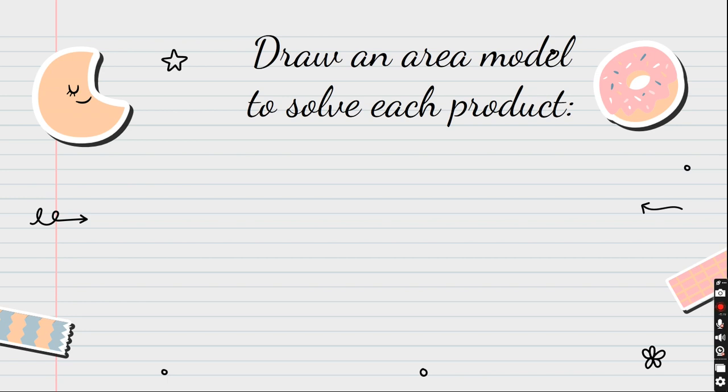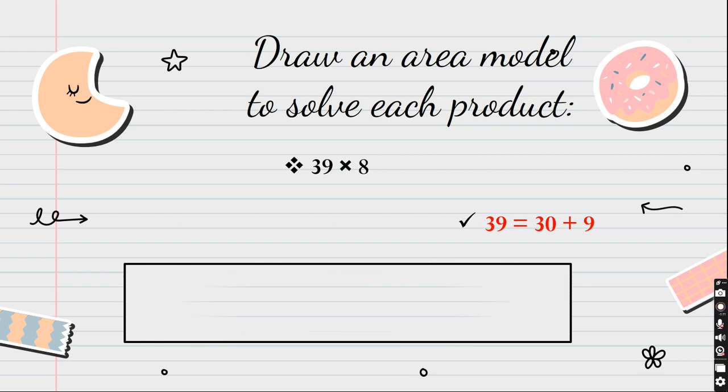Another example, 39 times 8. We will decompose the number 39. 39 equals 30 plus 9. Secondly, we draw the rectangle and divide it and put 30 and 9 at the front and put 8 in the width.